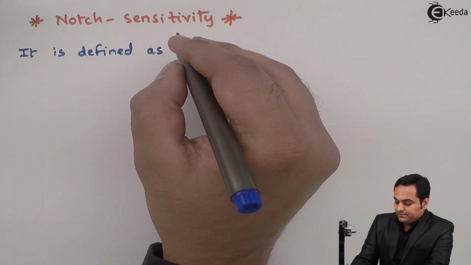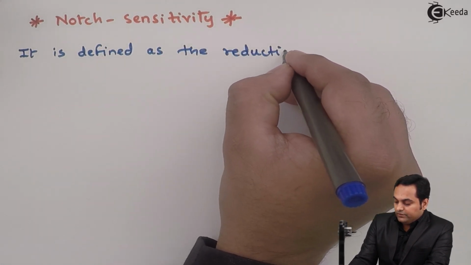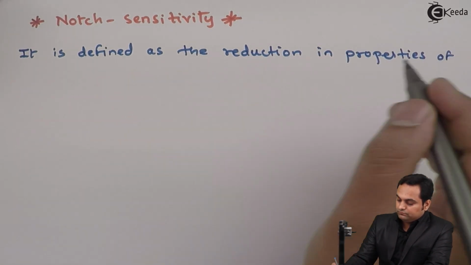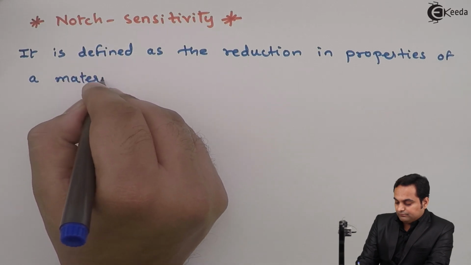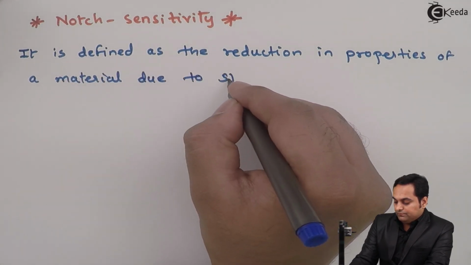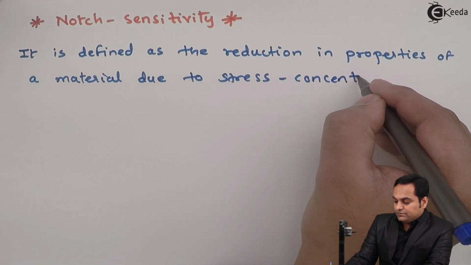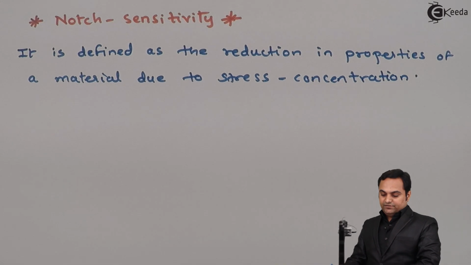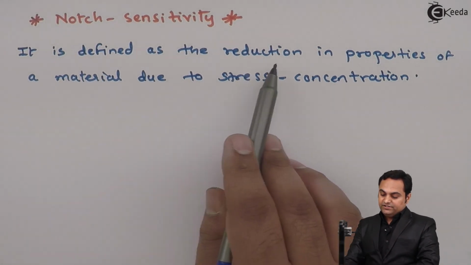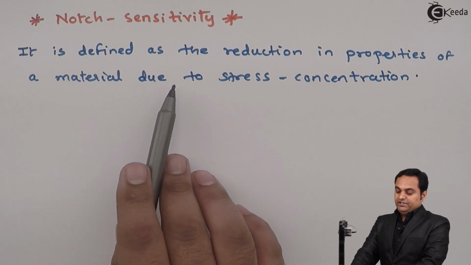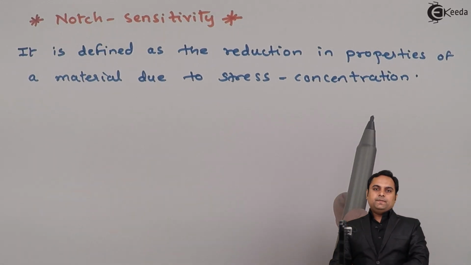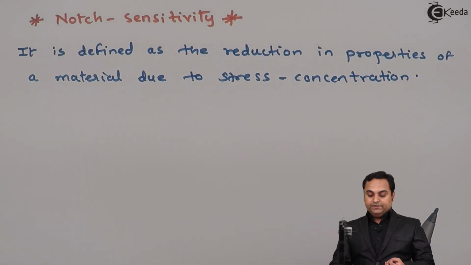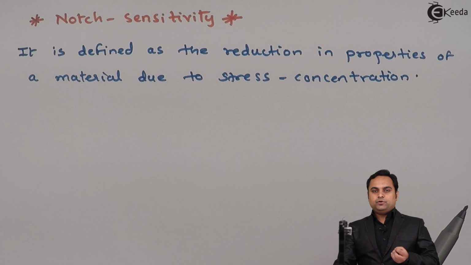It is defined as the reduction in properties of a material due to stress concentration. So this is the definition of notch sensitivity, that it is defined as the reduction in properties of a material due to stress concentration. That is, if stress is concentrated at a point, then there is decrease in some property.